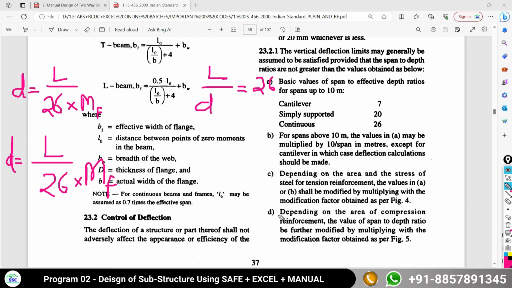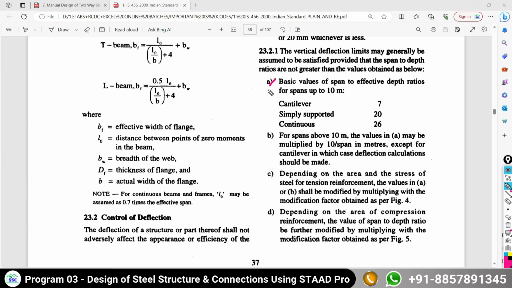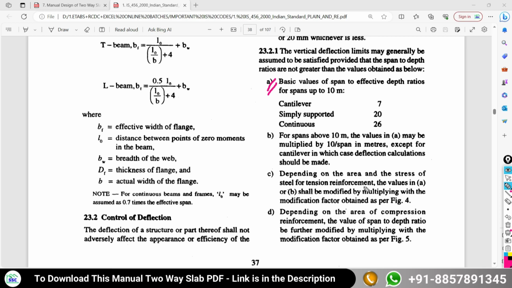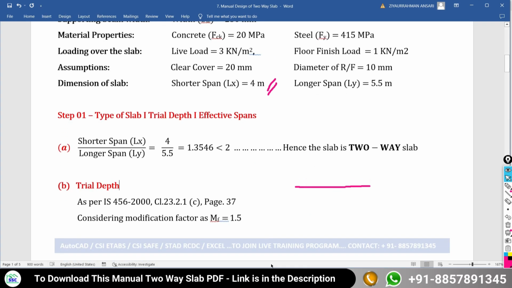And in the statement here it is given, depending on the area and the stress of steel for the tension reinforcement, the main reinforcement, the value in clause A, here all the recommendations were made in A, should be modified by multiplying with the modification factor. So we have to calculate this modification factor. But to calculate the modification factor for your proposed example, you need to have the percentage of reinforcement. But you know very well, till now we have not done the design for the reinforcement. That's why we need to wait for the calculation of the reinforcement.